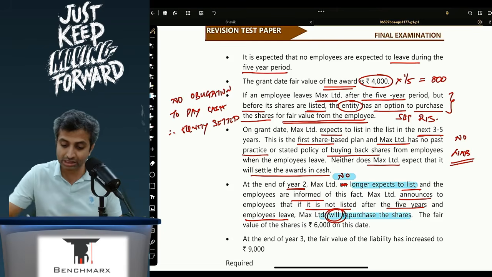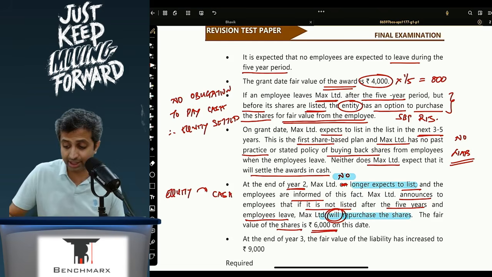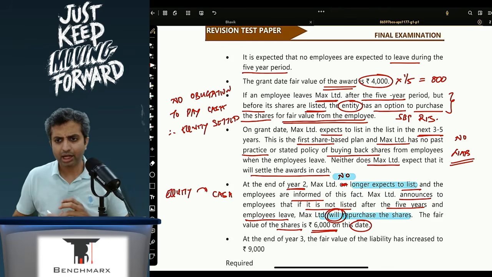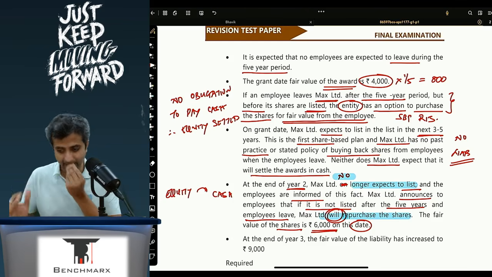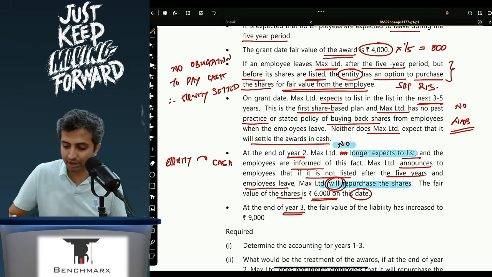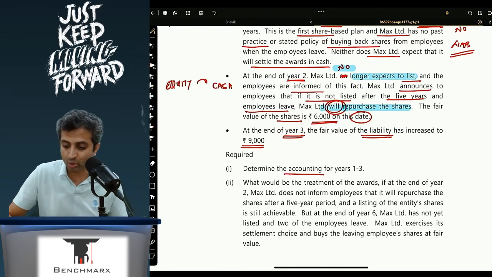And if it will repurchase, now I can say that this plan is moving from an equity settled plan to a cash settled plan. The fair value of the shares is 6,000 on this date. Earlier we never bothered because it was an SBP reserve case, and hence it does not really matter, but now it becomes a SAR case, and hence it does matter. At the end of year 3, the fair value of the liability has increased to around 9,000. So this will continue because now it becomes an SBP liability. You'll have to take the fair value at each balance sheet date. Determine the accounting for years 1, 2 and 3. What would be the treatment?